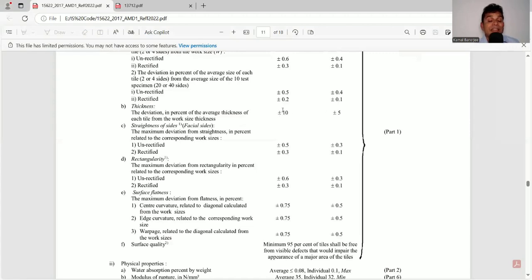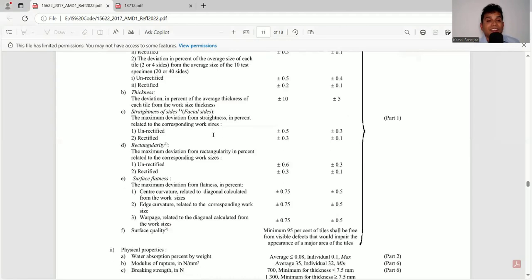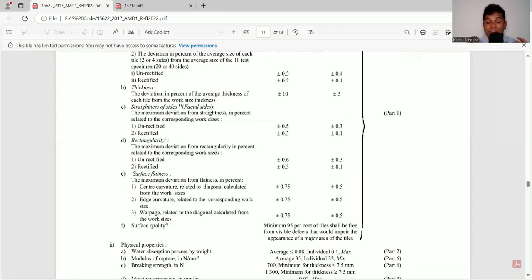Now straightness of sides, which is very important. If the tile is not straight or not at a right angle, your architectural finish will not be as per your requirement. You will not get a straight line, and there will be a mismatch in the line. That is why it needs to be checked very well. The maximum deviation from straightness in percent related to the corresponding work size: if unrectified, 0.5%, rectified 0.3%, that is 0.3, 0.1.